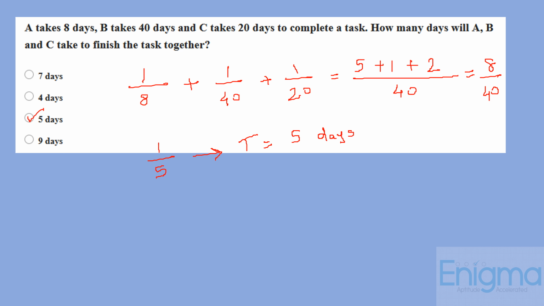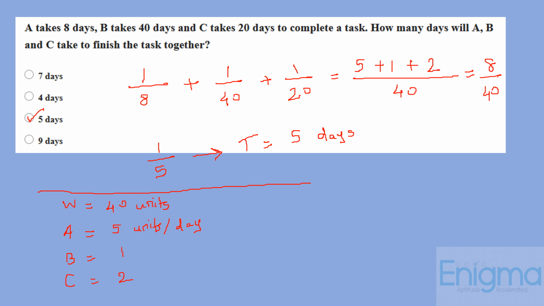The second way of solving is by the LCM method. Now again, 8, 40, and 20, LCM is 40. So we assume total work as 40 units. Now A is completing the job in 8 days. So therefore, A is doing 40 upon 8, that is 5 units per day. Similarly, B is doing 1 unit per day and C is doing 2 units per day.